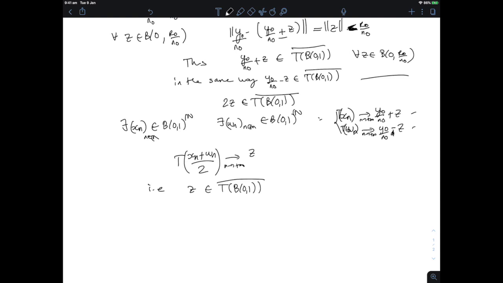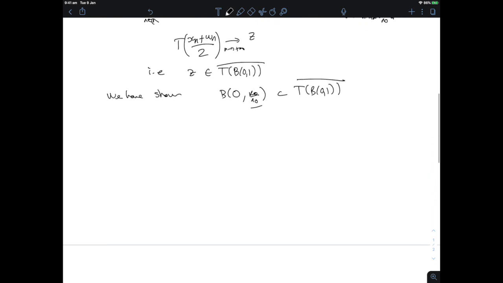So we've proven in that step 1 that the ball of radius r_0 over n_0 is included in the closure of the image of the unit ball by T. And now we need to move from this result about inclusion in the closure to inclusion in just the image by T, possibly reducing this radius r_0 over n_0.